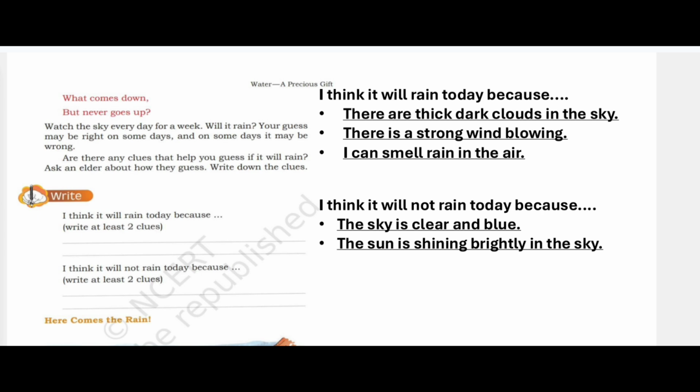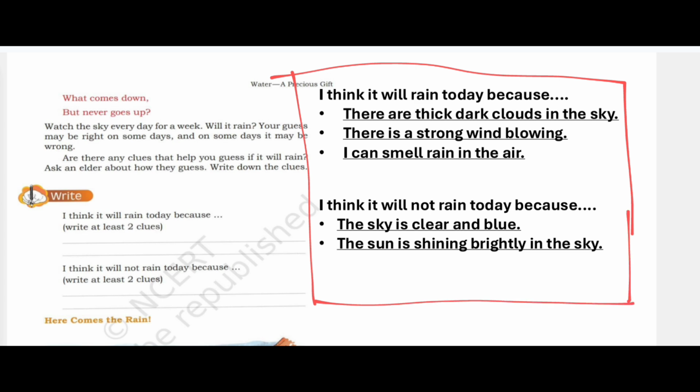I think it will rain today because, you're supposed to write 2 clues, and I think it will not rain today because, you have to write another 2 clues. Here I've already given you the answer. You just have to read it and write it down. So what does it say?